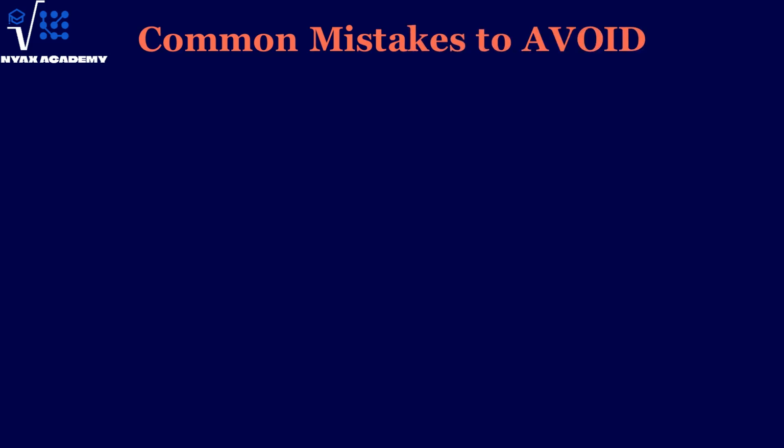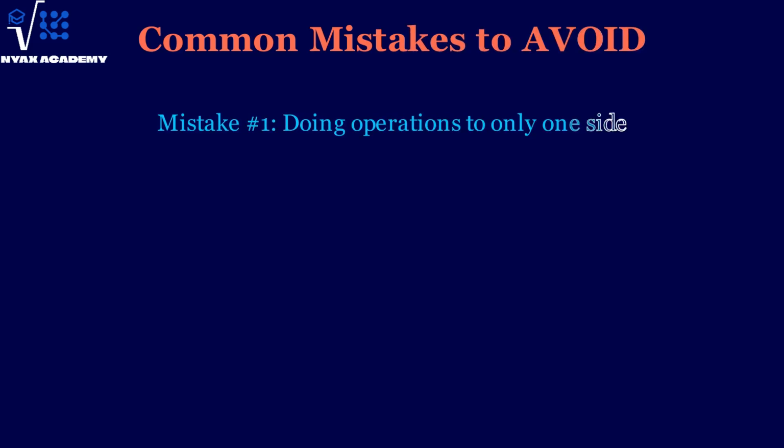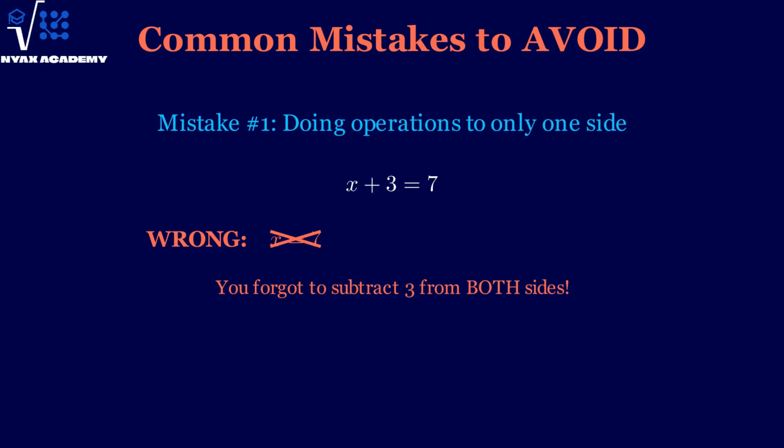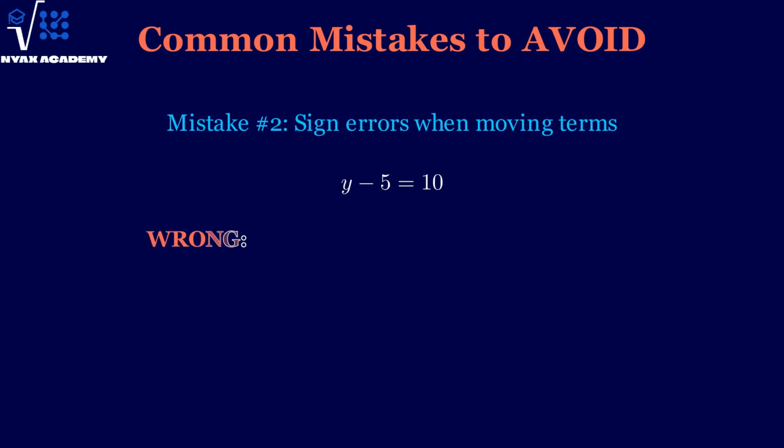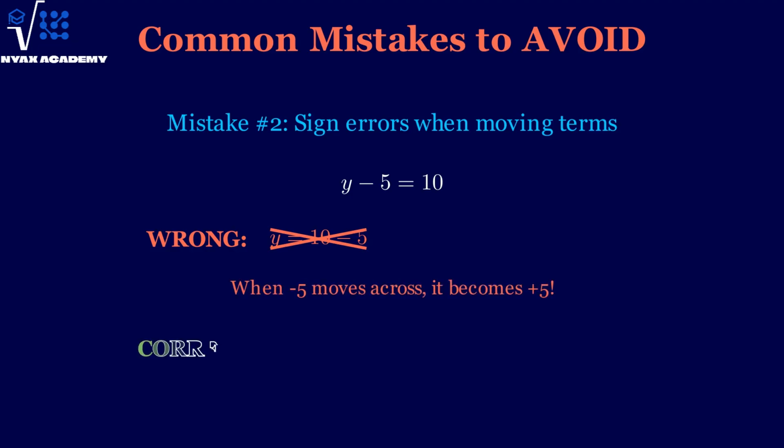So here are some common mistakes you need to avoid. The first one is doing operations on only one side. We need to follow our golden rule: one operation done on the left hand side is also to be done on the right hand side. The second mistake is sign errors when moving terms. y minus 5 is equal to 10 cannot result in y is equal to 10 minus 5, because we add 5 to both sides of the equation.